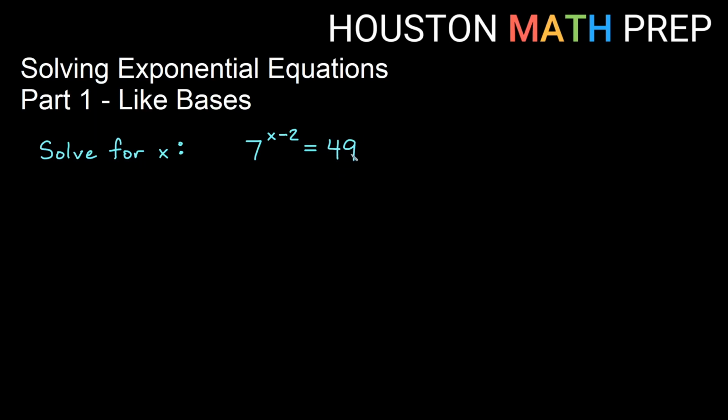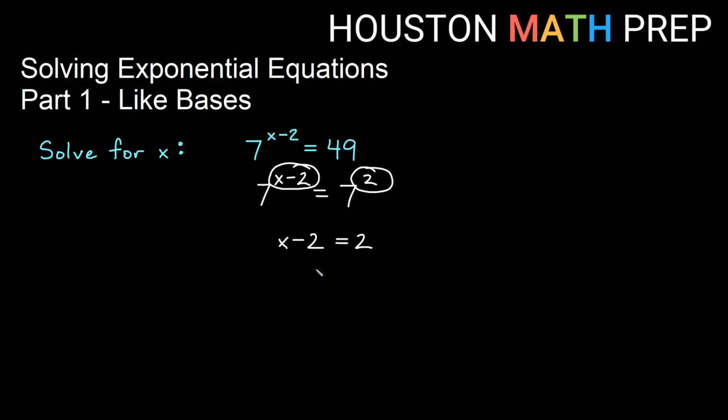So if I think of this as a power of 7, then I could have an exponential base 7 on both sides. In other words, if I have 7 to the x minus 2 equals 49, and think of 49 as 7 squared, now I have an exponential with base 7 on both sides, and I can think about taking these exponents and setting them equal to each other. So in other words, x minus 2 must equal the number 2.